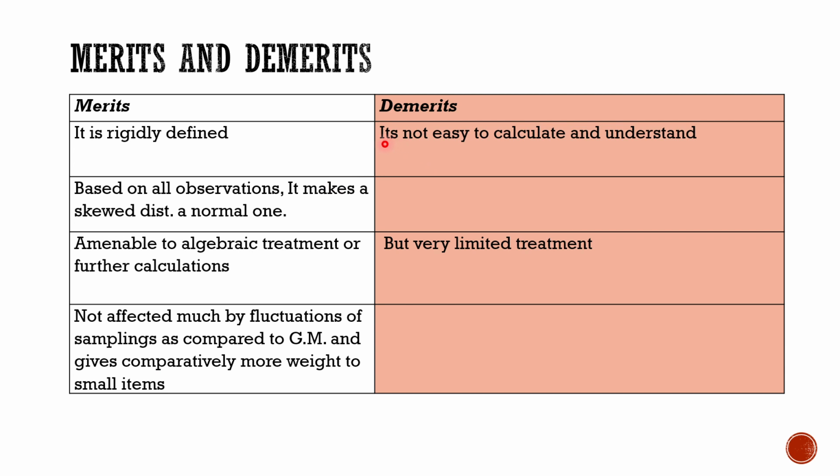The second demerit, along with the very limited algebraic treatment and calculations, is that it's not easy to calculate and understand. As you have already seen, differentiating between when to calculate the arithmetic mean and when not is very easy, but calculation of the harmonic mean when there are n number of observations is not at all easy. So these are actually the merits and demerits.